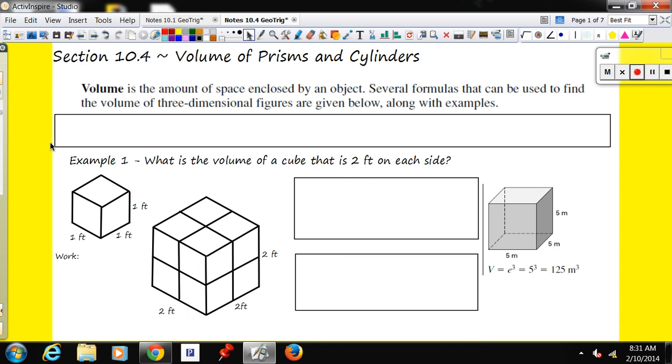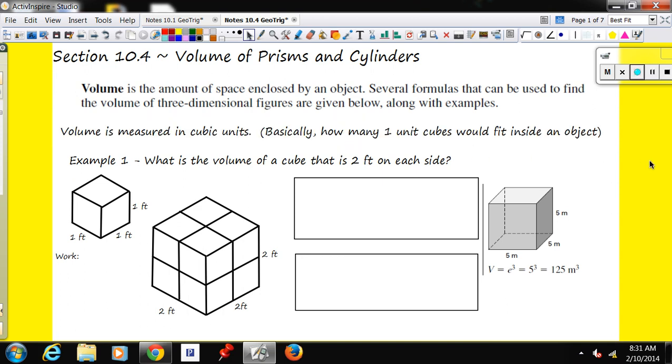On my computer. The volume is the amount of space enclosed by an object. So basically it's how much could fit inside of something. Several formulas can be used to find the volume of three-dimensional figures. Volume formulas of three-dimensional figures are given below along with examples.